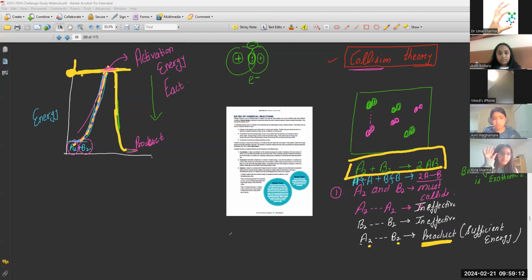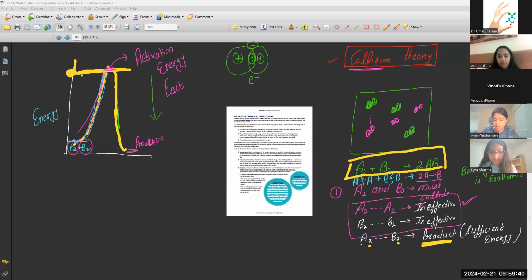So what is activation energy? Yes, Kyra, I have a question. So what is the ineffective thing on the side? Yes, girls. Avni, Aditi, help her. Aditi, you start. You explain this ineffective. A2 and A2 cannot collide because it's A2 and B2 that must collide. So it's not going to affect anything because you will not get the product. The electrons are not attracting and you're not going to get the product.